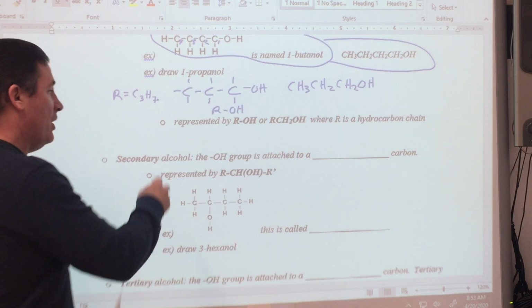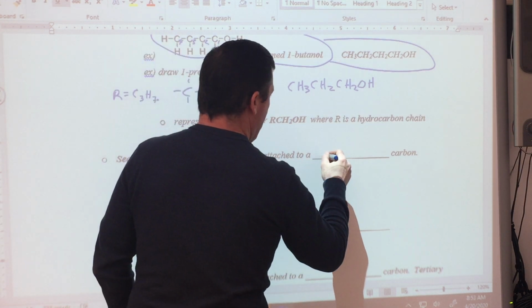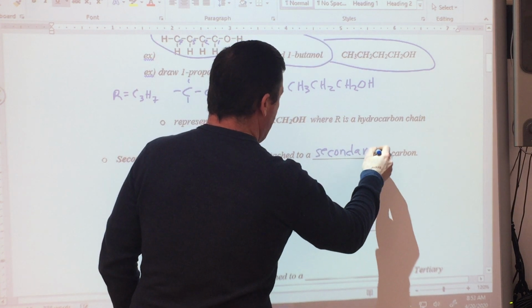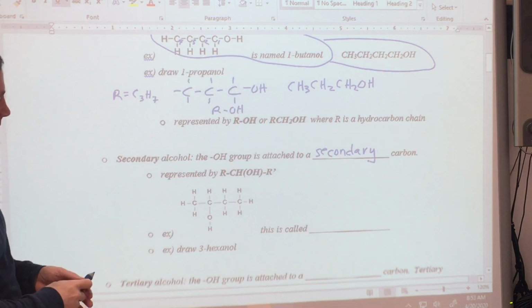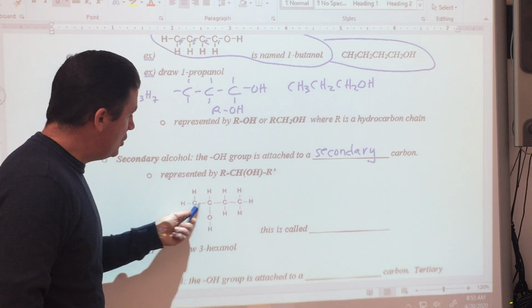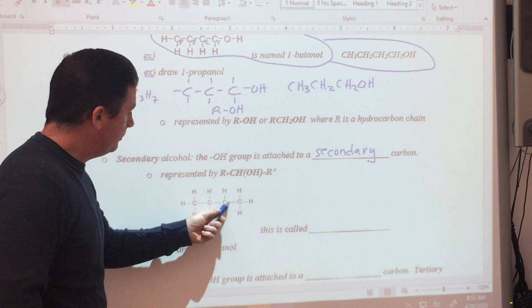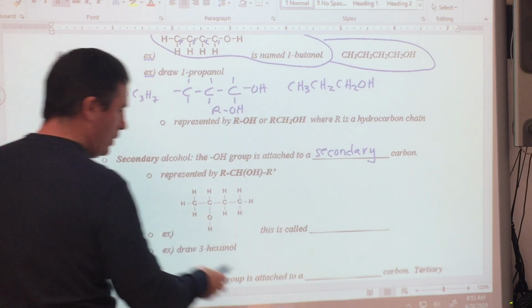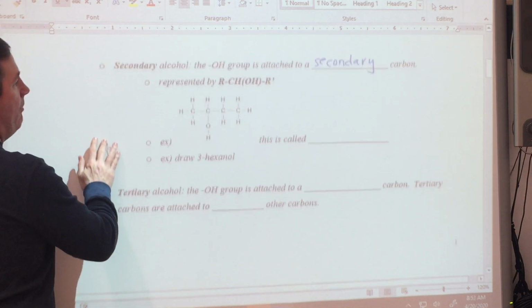Secondary alcohol: the OH group is attached to a secondary carbon. Now what does that mean? That means that the carbon to which it is attached is attached to 2 others. Okay? 2 others.